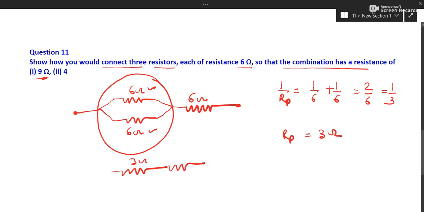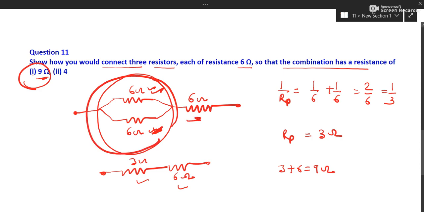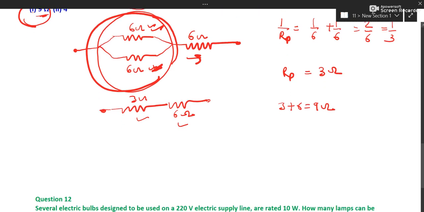And now the next 6 is in series. Okay, so what is the net resistance? 3 plus 6 is equal to 9 ohm. So in order to get 9 ohm, we should connect 2 in parallel and the parallel combination should be connected in series with the third one. We have 3 resistors. Okay, so you will be writing like this.